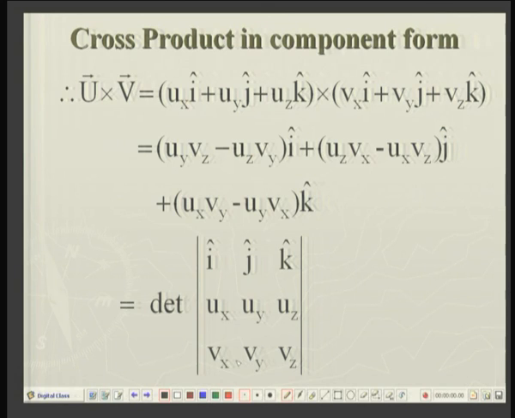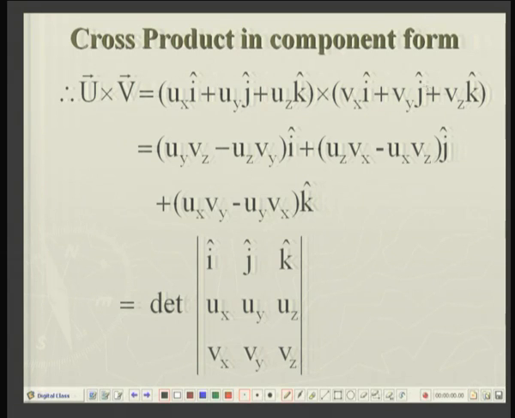Let us see the cross product in the component form. The two vectors are u and v, whose components are ux, uy, uz, and vx, vy, vz respectively. So, I multiply these two vectors. Now, let me take the first term ux i unit vector. When I multiply i unit vector with i unit vector, we have seen the cross product is 0.